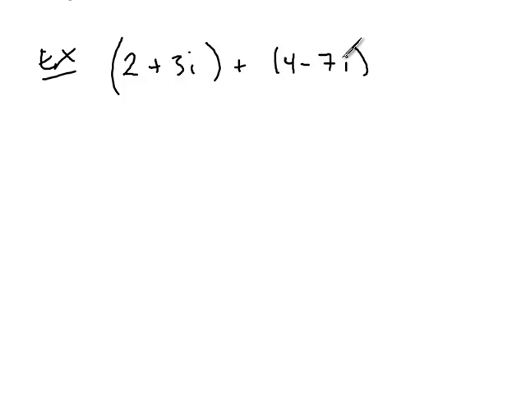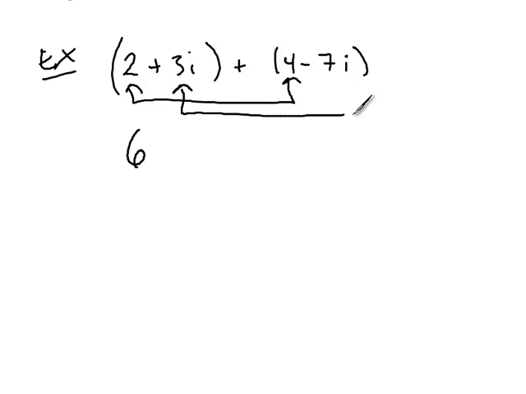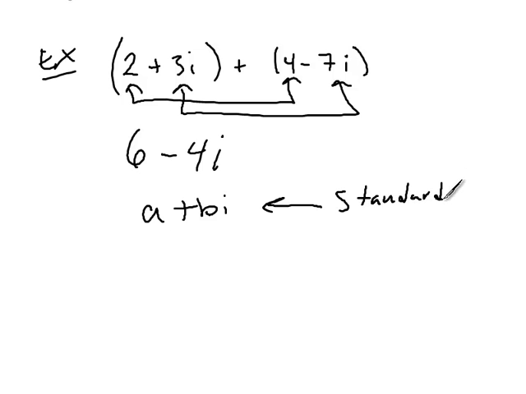You can treat the i as if it were a variable x, except you know that it has the value square root of -1. So what you're going to do is just add like terms. So the 2 and the 4 are like terms, and it's 2 plus 4, so that's 6. And the 3i plus -7i is -4i. So there you have it. It's in standard form. We always want to write it in the form a plus bi. This is standard form. And the book will always ask you to write it in standard form.